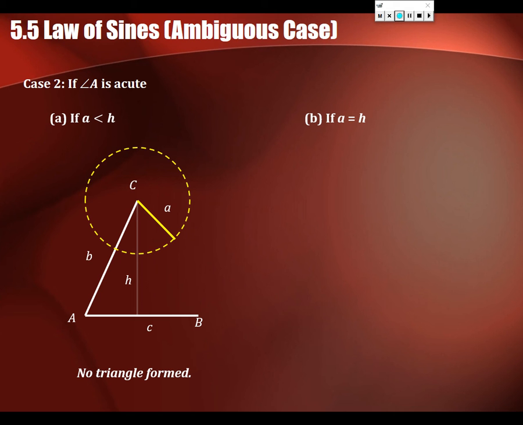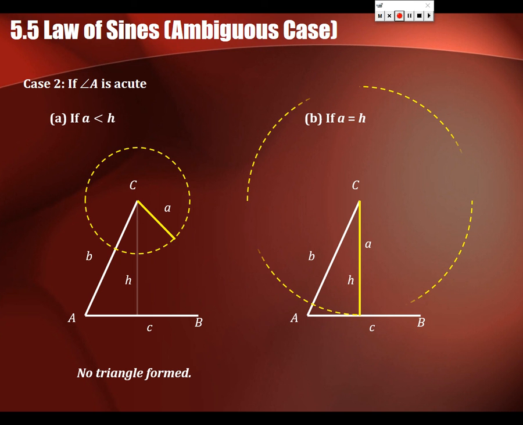What if A is equal to H, we said? We finally do reach. We just barely reach. A does fit right in there, perfect. And we get a triangle. It's only one triangle, and moreover, it's a right triangle. So that's not a problem.